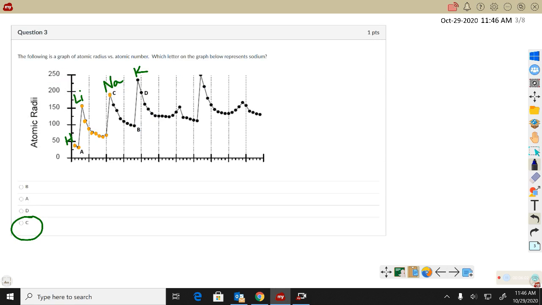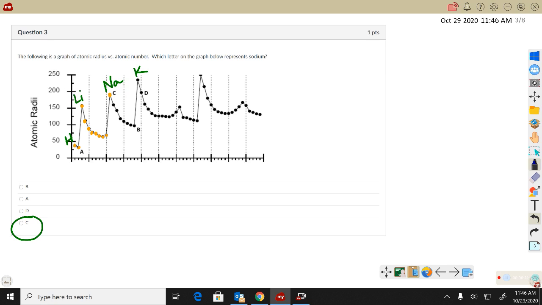Awesome. Here's a graph of radius and atomic number. There's a couple different ways you could have answered this question, and it's just asking which letter would represent sodium. One of the easiest ways is just to count the dots, right? And sodium is element number 11.